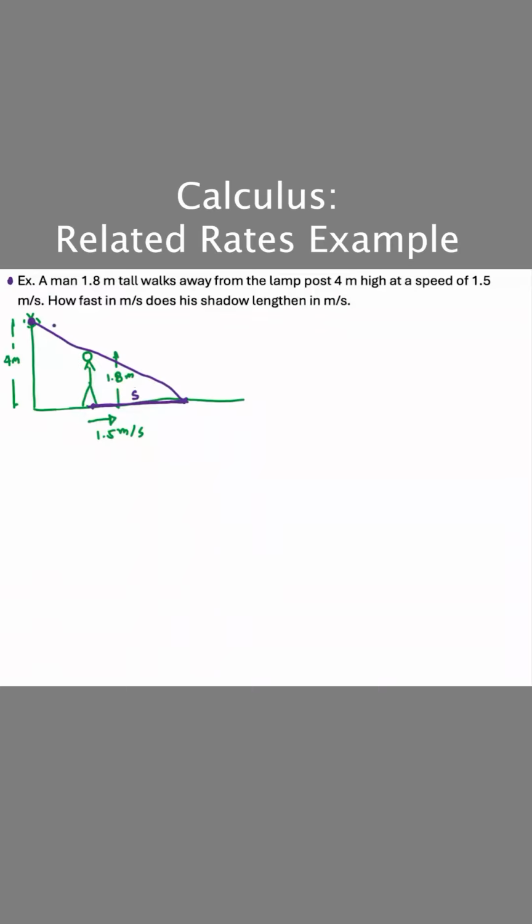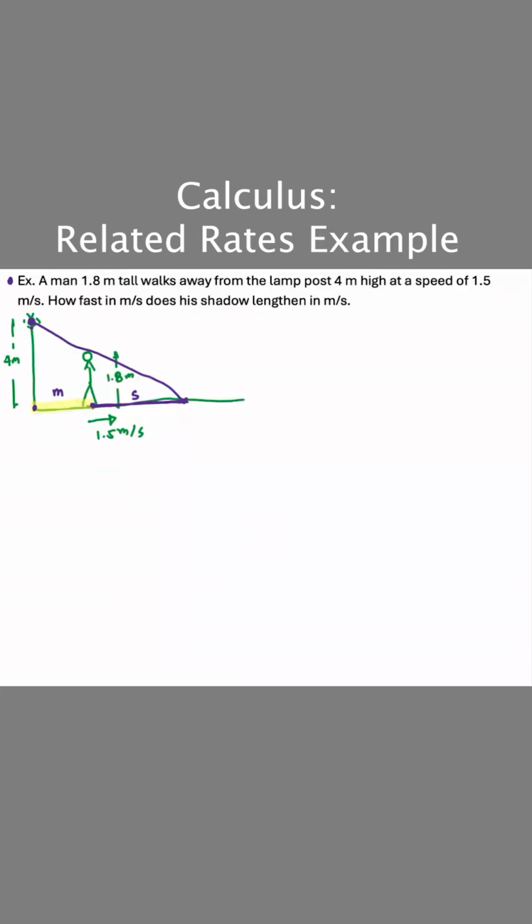The distance from the lamppost going to the man, that is the distance traveled by the man. I will denote this with a variable, let's say m. That's the distance from the lamppost going to the man, and from the man going to the tip of the hypotenuse, that is the length of the shadow. So always label the changing values on the figure with variables because they are variables.